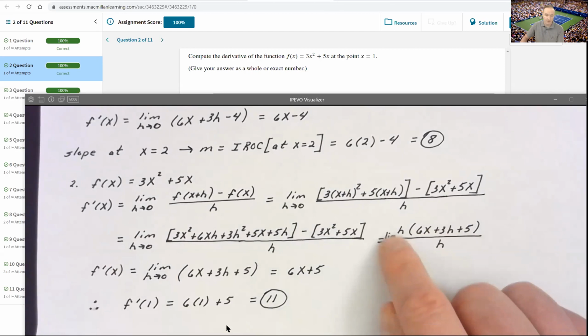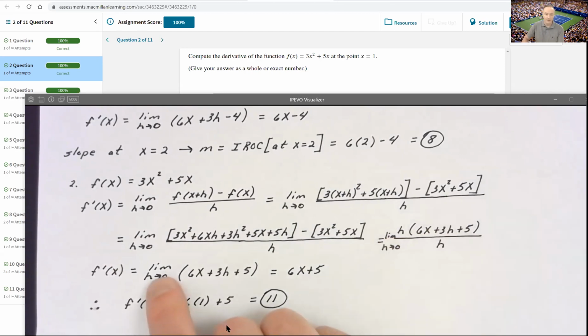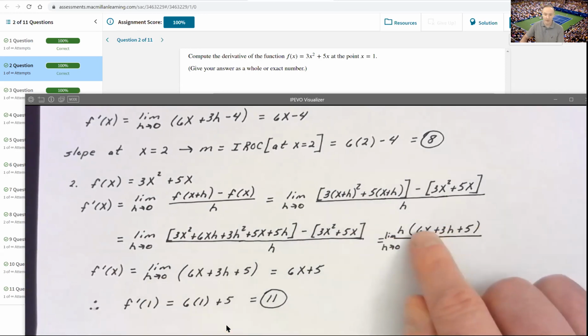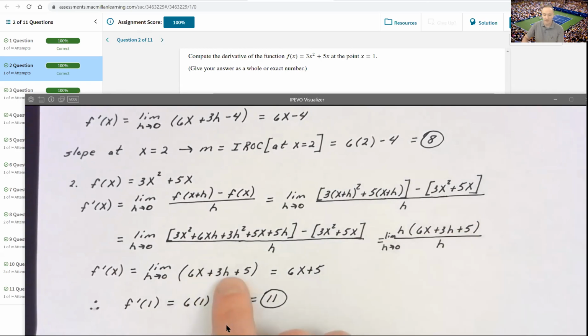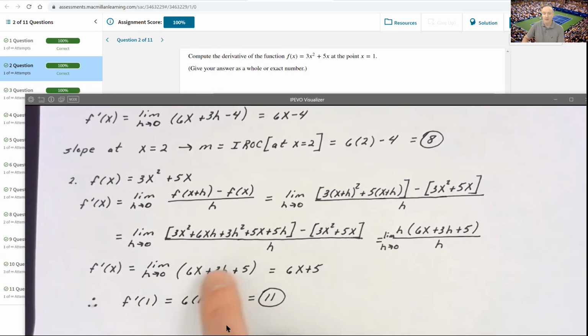and I almost forgot to put that in this step, the limit as h approaches 0 of the expression remaining, 6x plus 3h plus 5. If you allow h to go to 0, notice from this step to this step, I'm dropping the limit because I'm literally plugging a 0 in for h. That gives me 6x plus 0 plus 5, or just 6x plus 5.